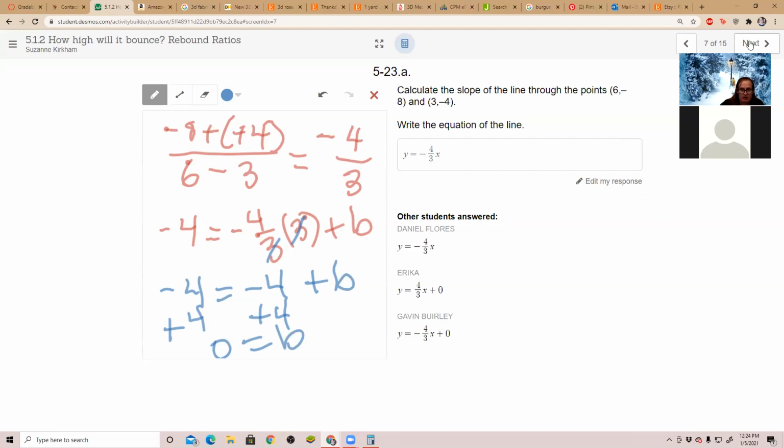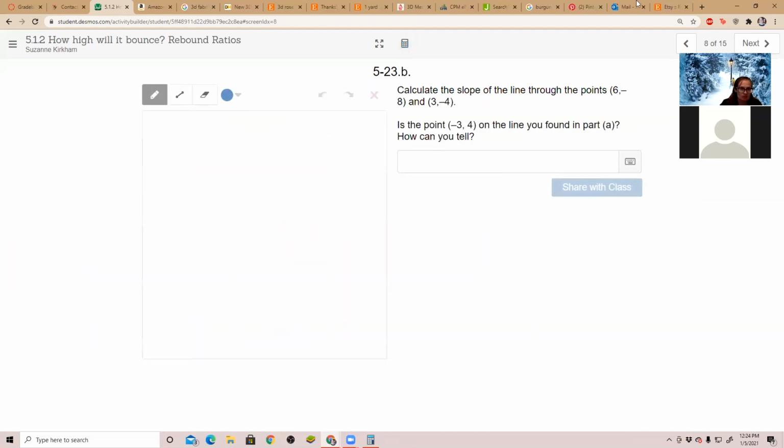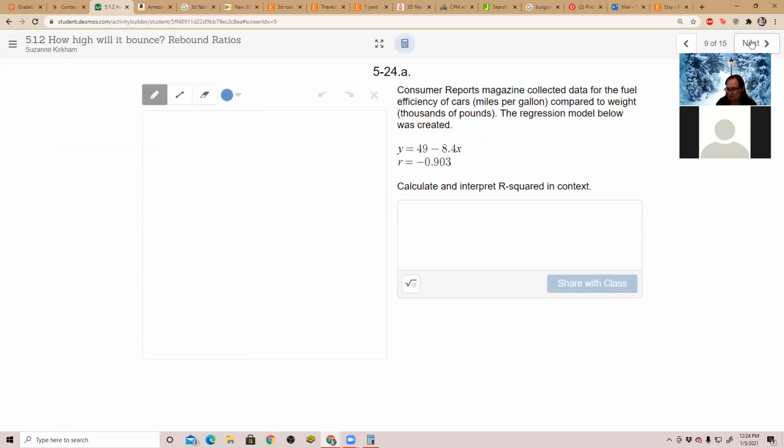Okay, page 8. Page 8 is a duplicate, so skip page 8 and go to page 9. Okay, page 9.